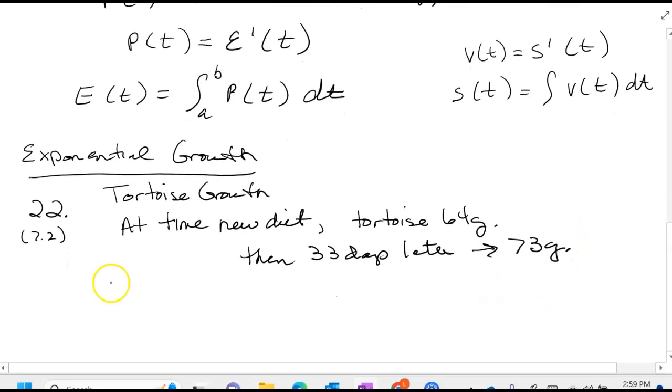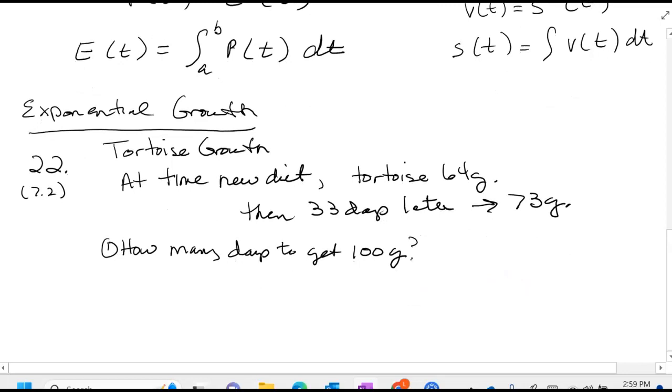The first question: how many days to get the tortoise up to 100 grams? All right, well, what we have is an initial value. We have the change. What we don't have is our rate constant k. So we need to get that first.